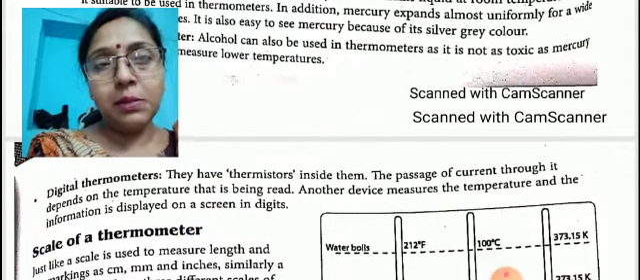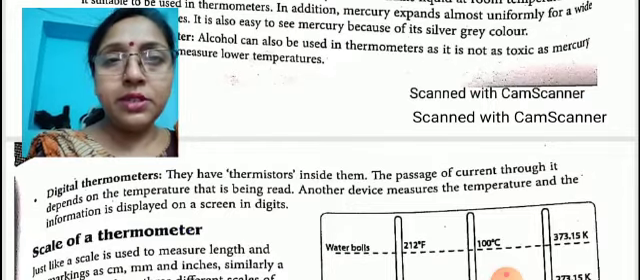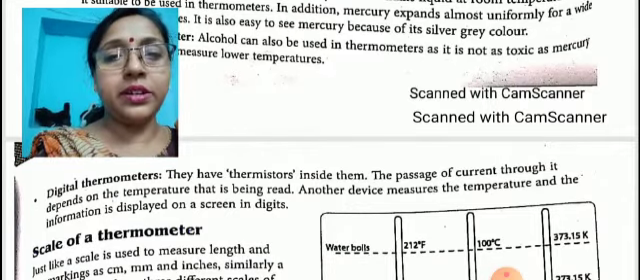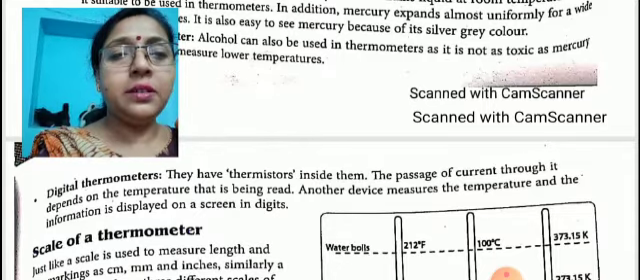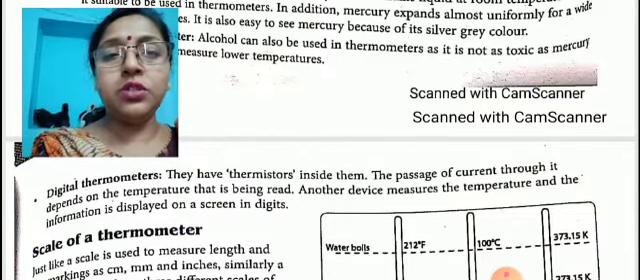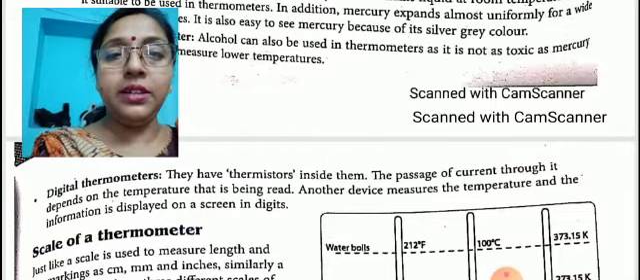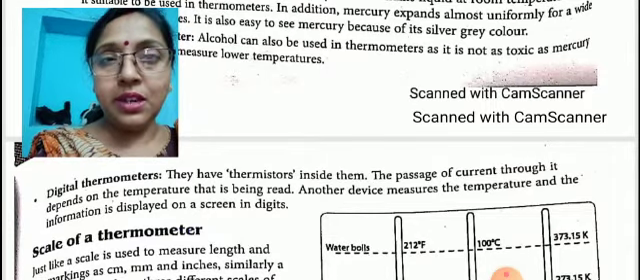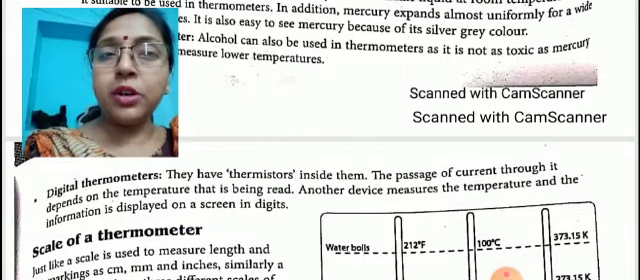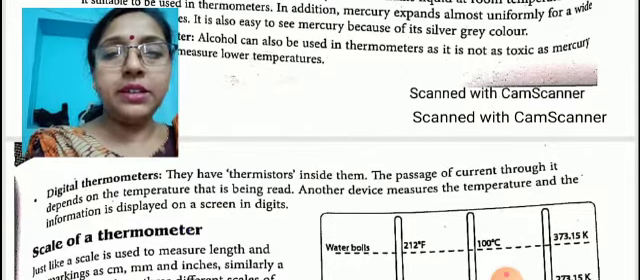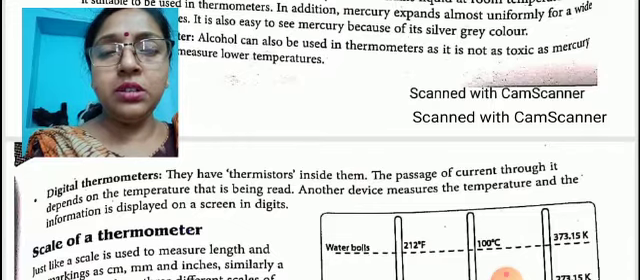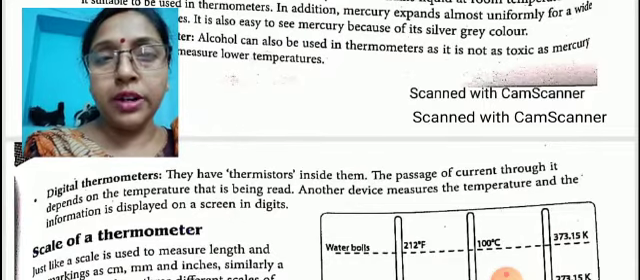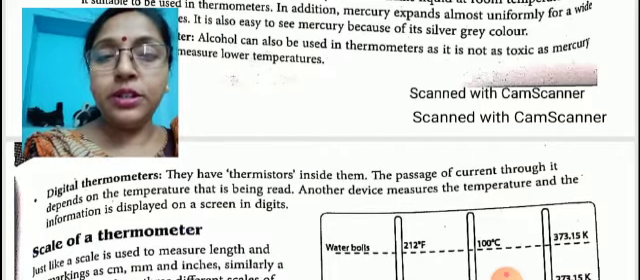So a digital thermometer has a thermistor. A thermistor is a type of electrical resistor, and the passage of current through it depends on the temperature that is being read. So the digital thermometer gives accurate readings, it is very safe, and even children can use it because there is no mercury. Another device we are using nowadays is known as the scanner thermometer. The scanner thermometer is used on the forehead to measure human body temperature.